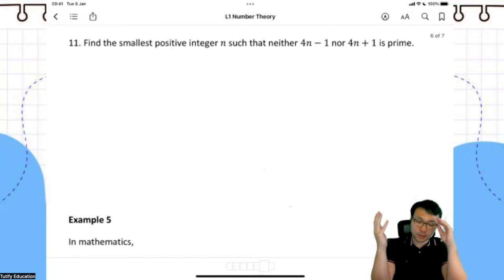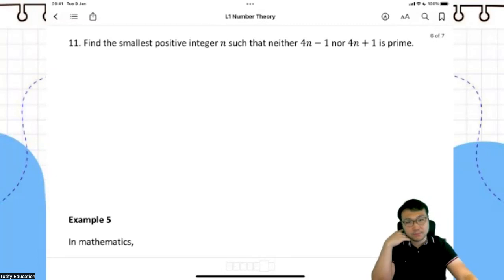Okay, now let me tell you what is the meaning of 4n. Whenever you see a number which is right beside an alphabet, it means multiply. Okay, if I say 4n, it means 4 times n. 4 times n, understand? If I say 4x, that means 4 times x. If I say 10y, that means 10 times y. So whenever you see a number beside alphabet, it's multiply.